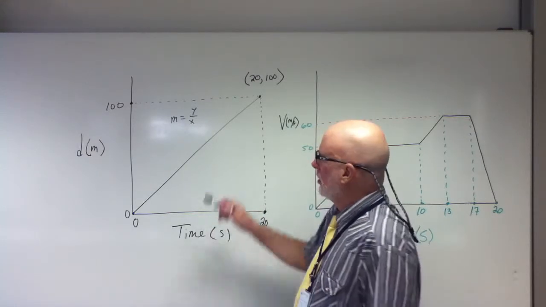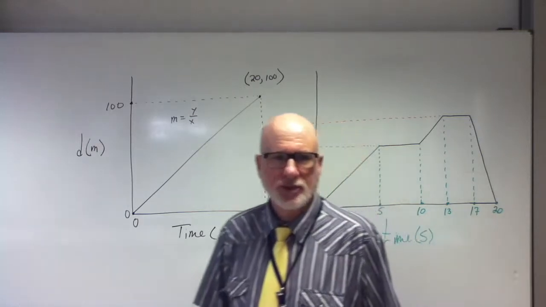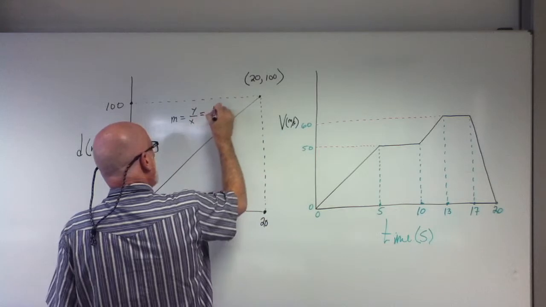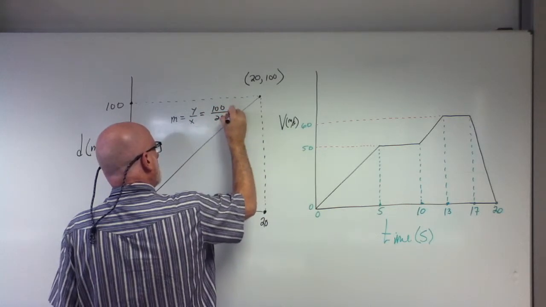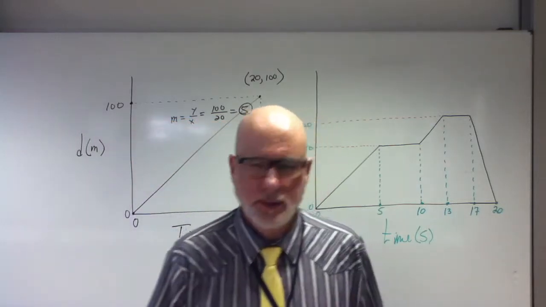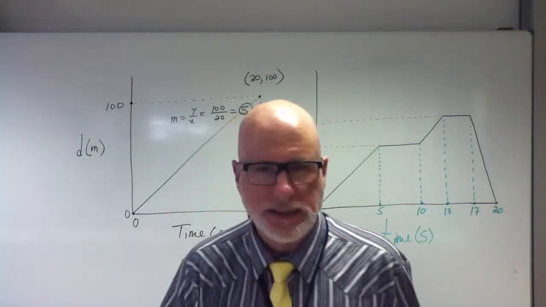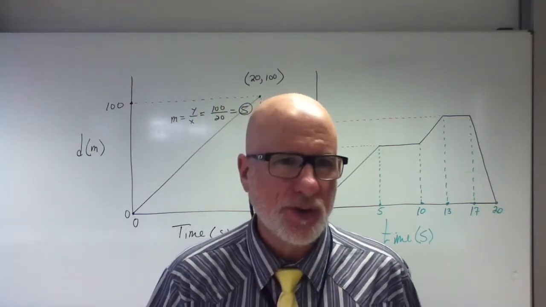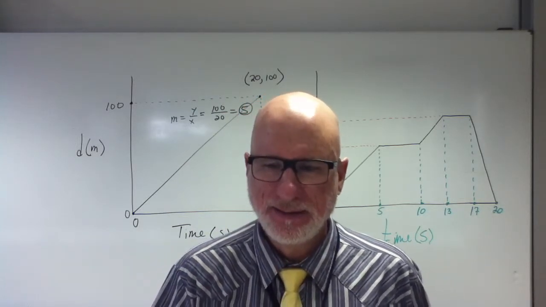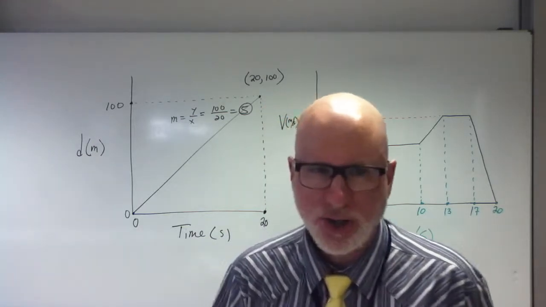Question number 4. Y is 100, X is 20. Yes or no? Yes. Excellent. Therefore, 100 divided by 20 equals 5. Yes or no? Yes. Okay. Therefore, the slope of that line is 5. Do you understand that, yes or no, Alyssa? Excellent. Last question. Okay? This is the hardest one.